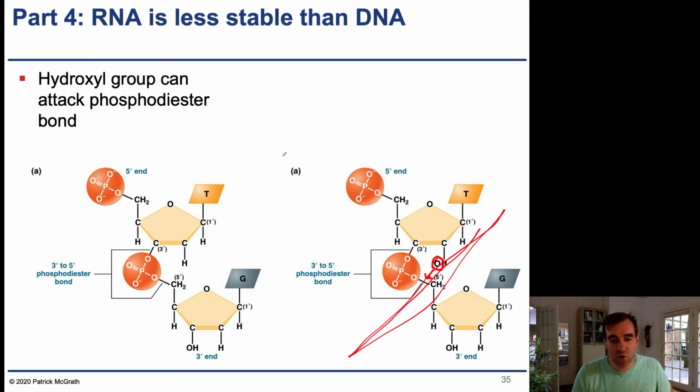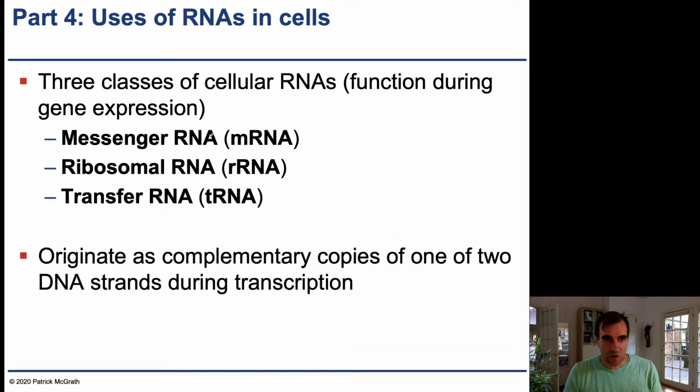And so this is one of the important reasons why DNA is much more stable than RNA, and probably why it's used for the storage of genetic information. By losing this oxygen molecule, you've created something that you don't have to worry so much about it degrading just through natural chemical processes. So there are 3 main classes of cellular RNAs that are used throughout the kingdom of life.